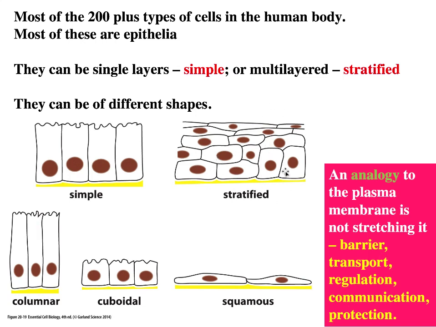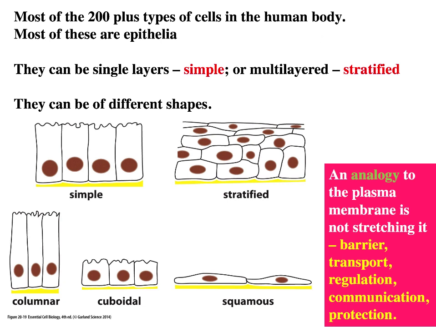So this would be an example of skin cells, epithelial skin cells. And this would be an example of digestive cells lining your digestive system. Now within each of these classes, the cells can have different shapes. Some of them could be flat, some of them could be cuboidal, and others could be very tall.